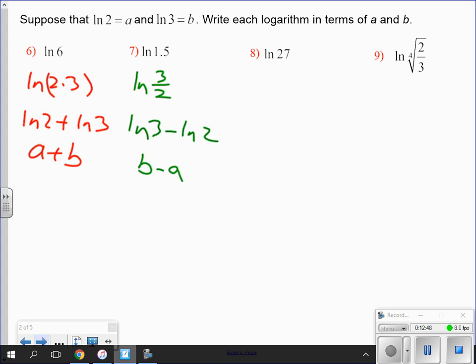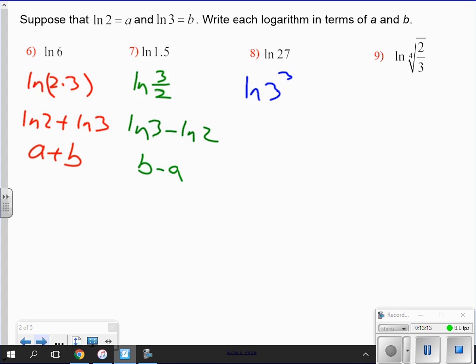Next one's a little trickier. Not bad. I need to write 27 in terms of 2's or 3's. 3's, right? 27 is what? 3 cubed. So this is the natural log of 3 cubed, which is, well, what's the natural log of?